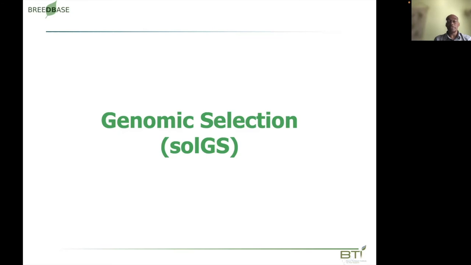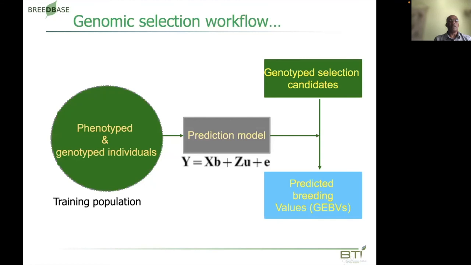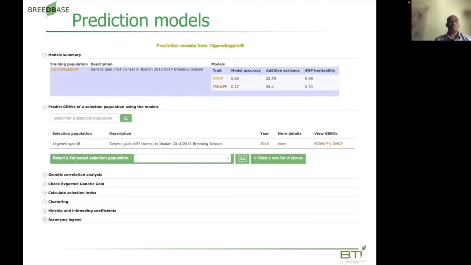There is a genomic prediction tool for that. It is called SolGS. And with this genomic prediction tool, you can create training data sets, fit prediction models, and use the prediction models to estimate or predict GEBVs on your selection candidates. Besides that, the tool has many integrated features that can make the workflow easier.